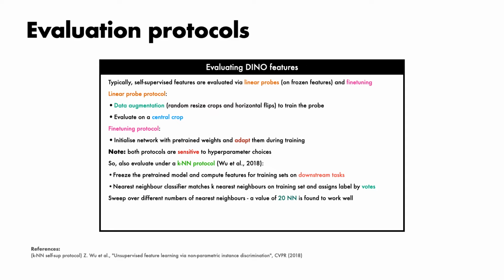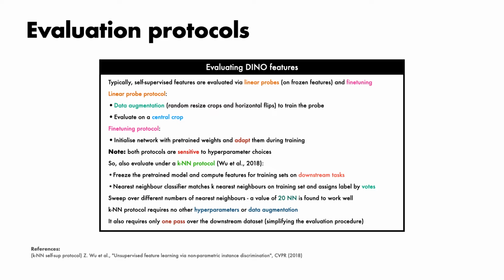An advantage of the k-nearest neighbor protocol is that it requires no other hyperparameters or data augmentation beyond the value of k, and it only requires one pass over the downstream dataset, which simplifies the evaluation procedure considerably. We can look at these evaluation protocols in a little more detail, starting with the weighted k-nearest neighbors evaluation protocol.